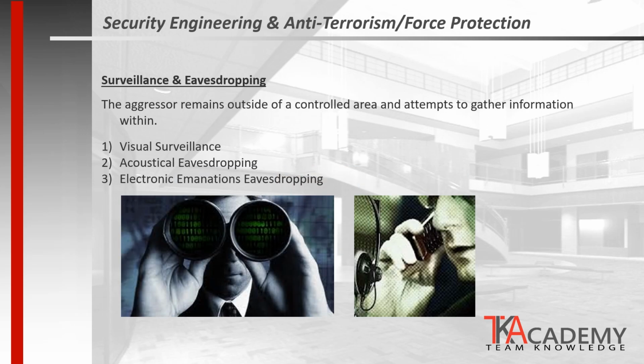Surveillance and eavesdropping occurs when an aggressor remains outside of a controlled area and attempts to gather information from within. This is done by visual surveillance, acoustical eavesdropping, or electronic emanation eavesdropping by means of electronic devices or wiretaps.